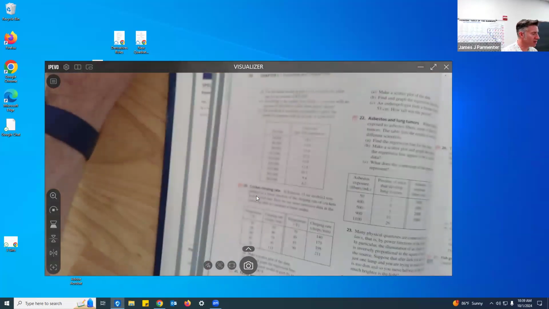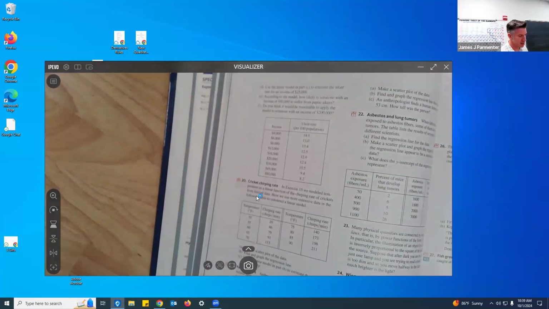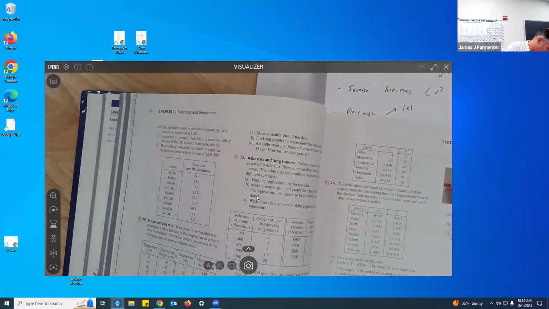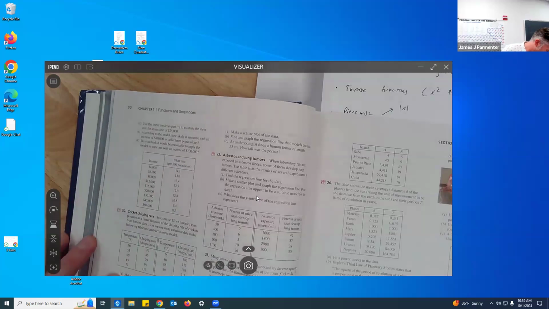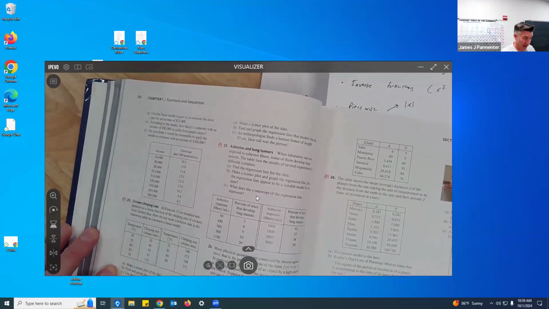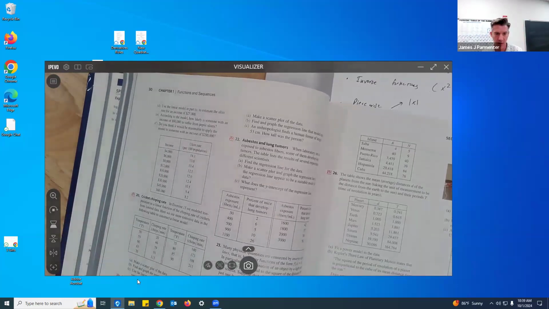So let's look at one more example real quick, just because this is something that's actually going to come up later on as well. I was going to pick a slightly different one, just so that you had a chance to do 26 on your own. Let's look at 25.